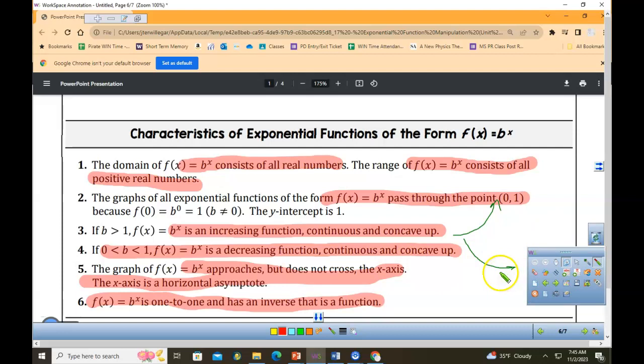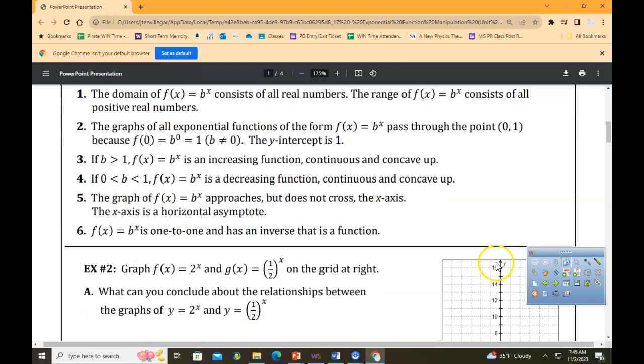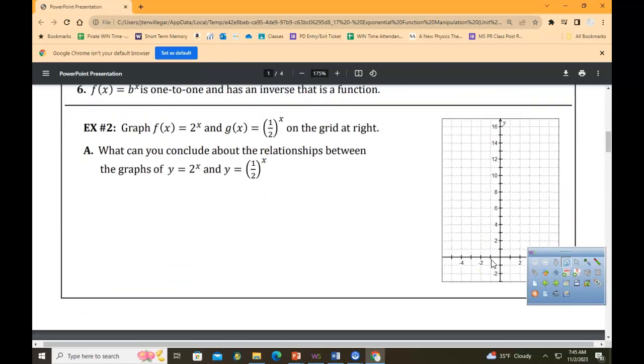We'll talk about that more when we do inverses, which is coming up with logs. All right, so let's do it. Let's graph 2 to the x and 1/2 to the x, and what can we conclude?